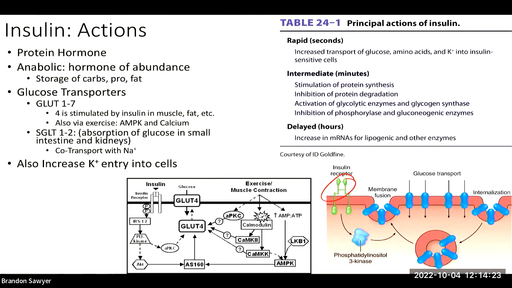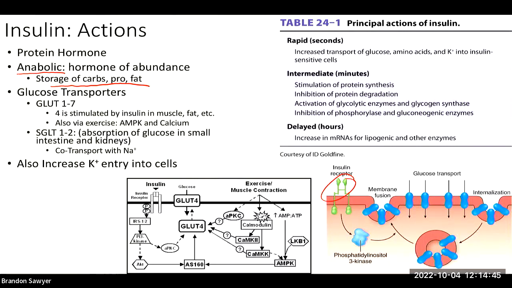It's anabolic, meaning that it causes growth. It's known as a hormone of abundance, right? So it leads to storage of all of our macronutrients. Storage of carbohydrates: it leads to the formation of glycogen. It causes protein synthesis. It causes storage of fat as well.